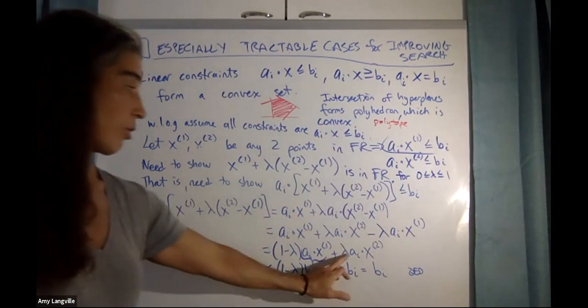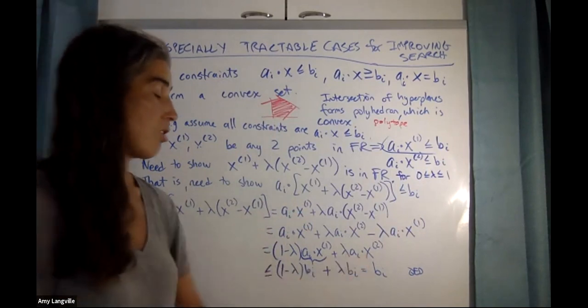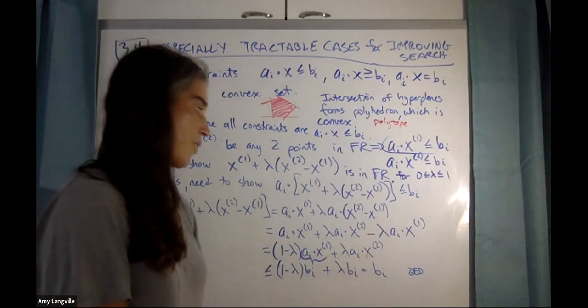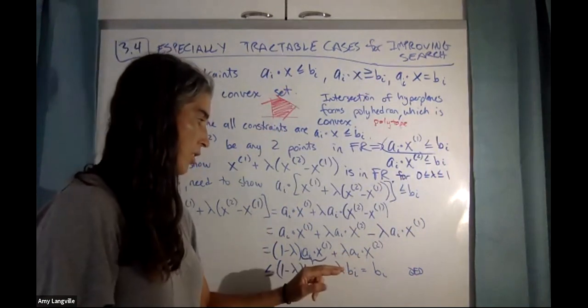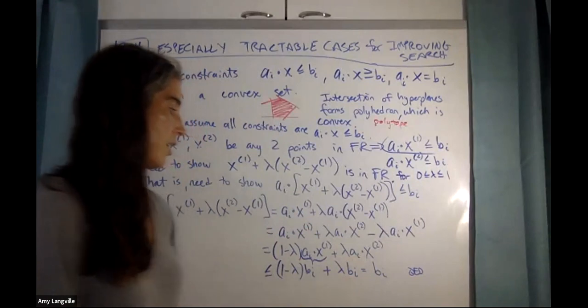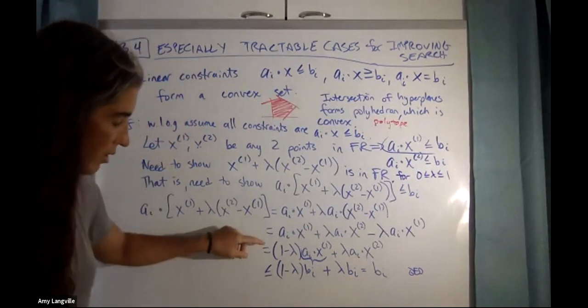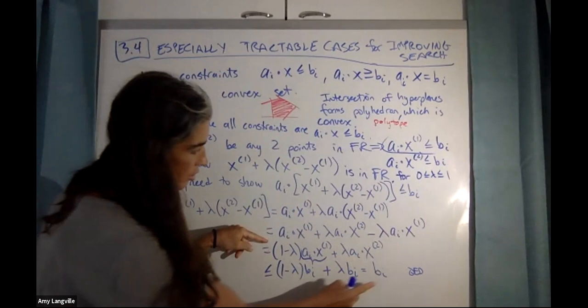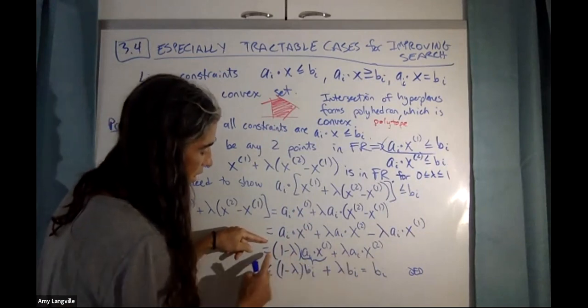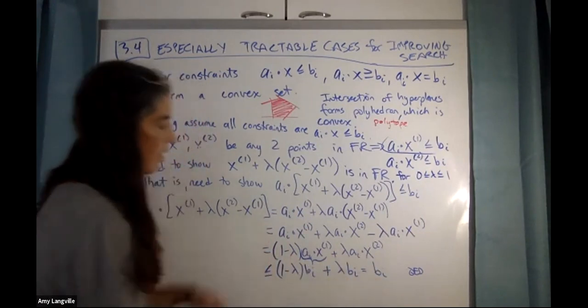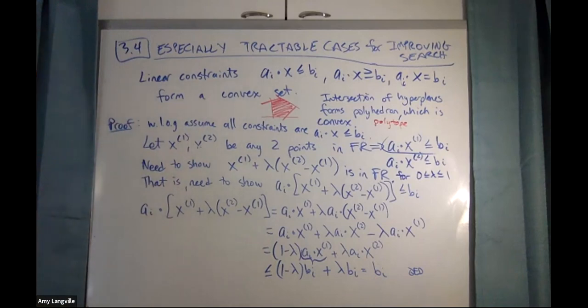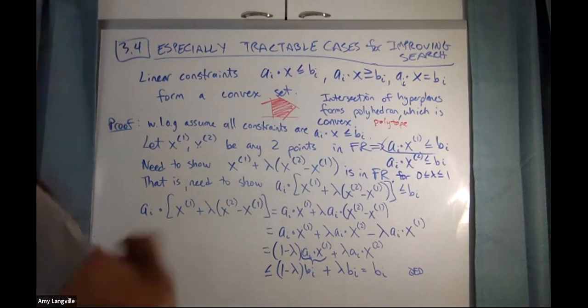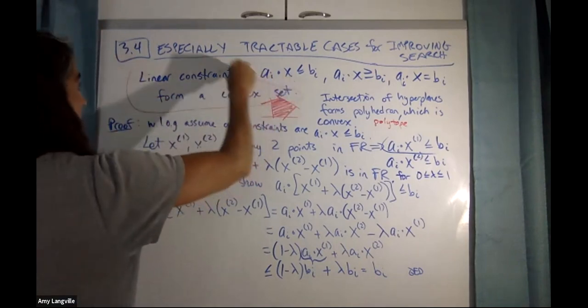And that also holds for over here. The lambda ai x2 was by definition in the feasible region, therefore it's less than or equal to bi. These things simplify, so now this chain of inequalities shows what we want. This line is the line segment between the two, that's less than or equal to bi, therefore we're done. Okay, again, the key thing, linear constraints form a convex set.